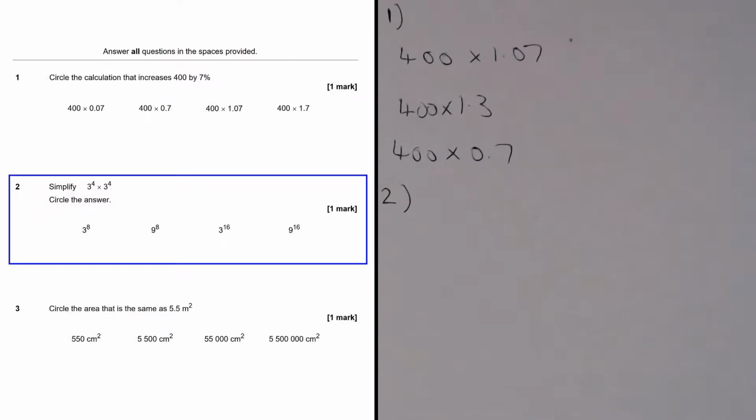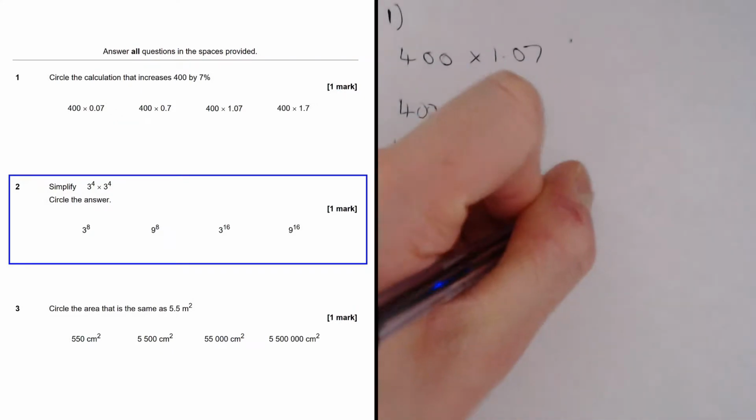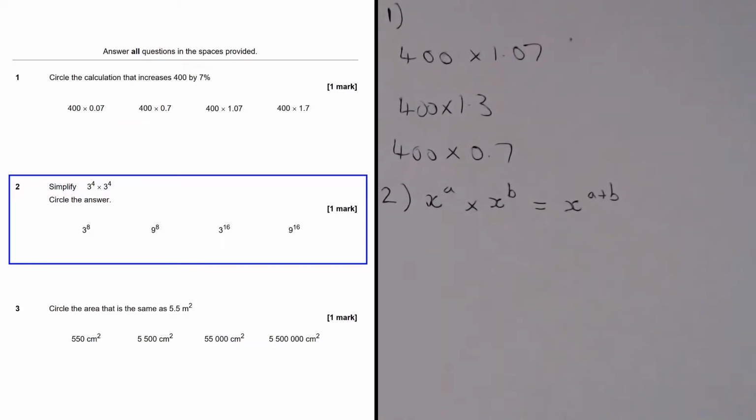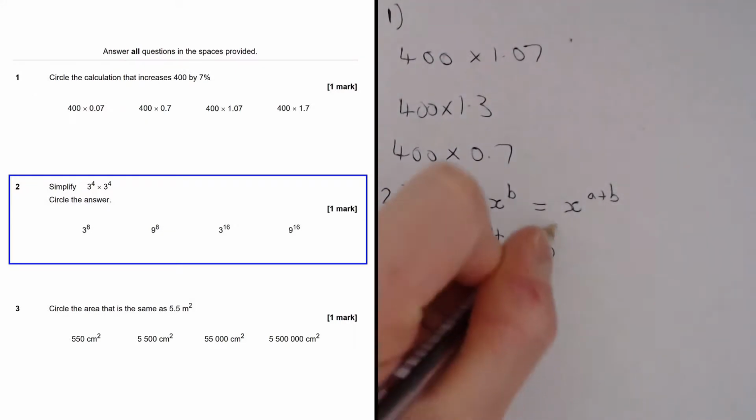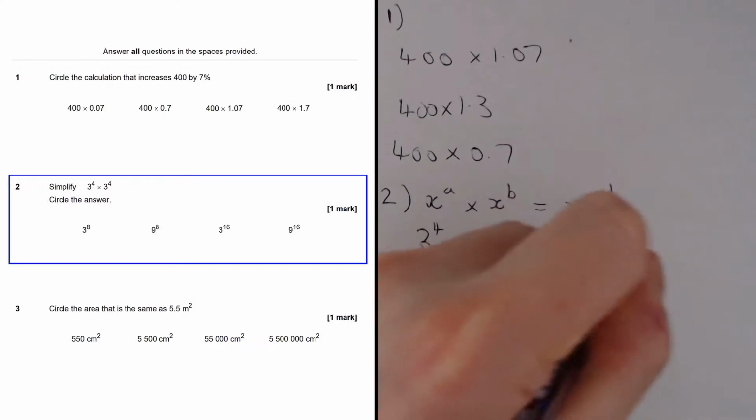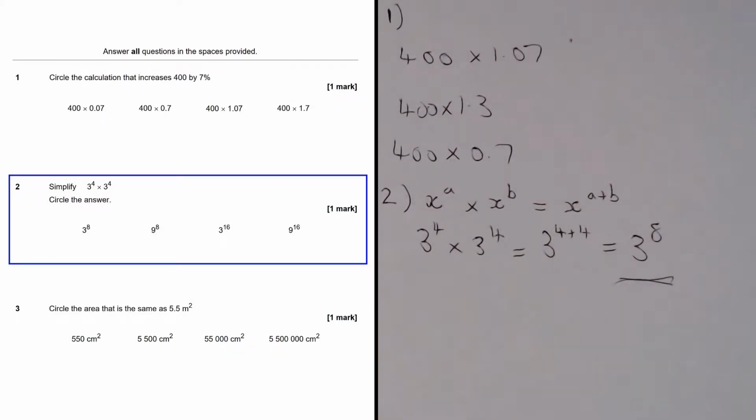Now let's have a look at question 2. This asks us to simplify 3 to the power 4 multiplied by 3 to the power 4. This is going to test our knowledge of the rules of indices. So remember, if we have x to the a times by x to the b, we just add the powers, so we get x to the a plus b. Okay? So in this example we've got x is 3, a is 4, b is 4. So 3 to the 4 multiplied by 3 to the 4 is going to be 3 to the 4 plus 4, which is obviously 3 to the power 8. So that is our answer.